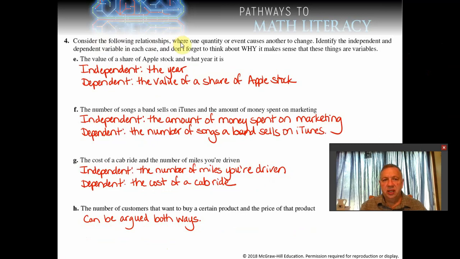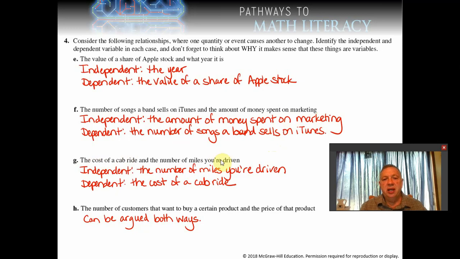So consider the following relationships. One quantity or event causes another to change. Identify the independent and the dependent. So the value of a share of Apple stock and what year it is. So independent is the year; anything that has to do with time or coming first is usually the independent, and then the dependent is the value of a share of Apple stock. The number of songs a band sells on iTunes and the amount of money spent on marketing. Well, this usually comes first, right? You have to spend the money on marketing. That's the independent variable. And then hopefully you will sell more songs on iTunes.